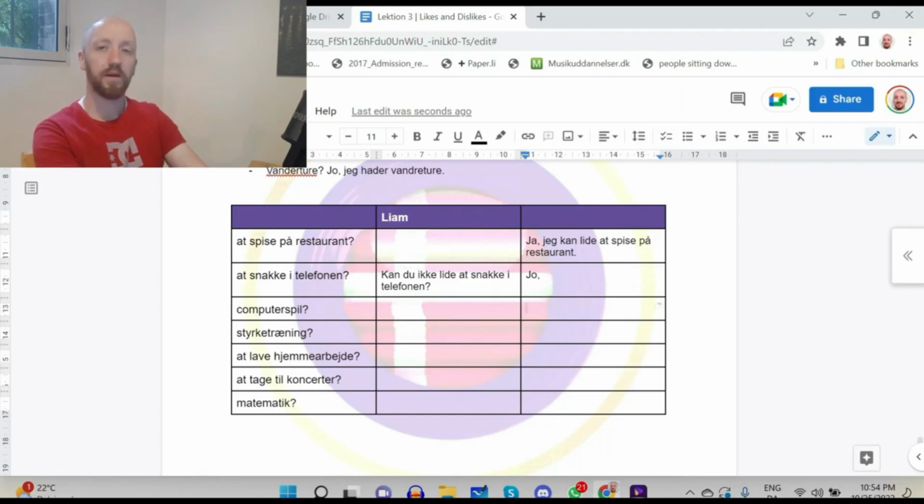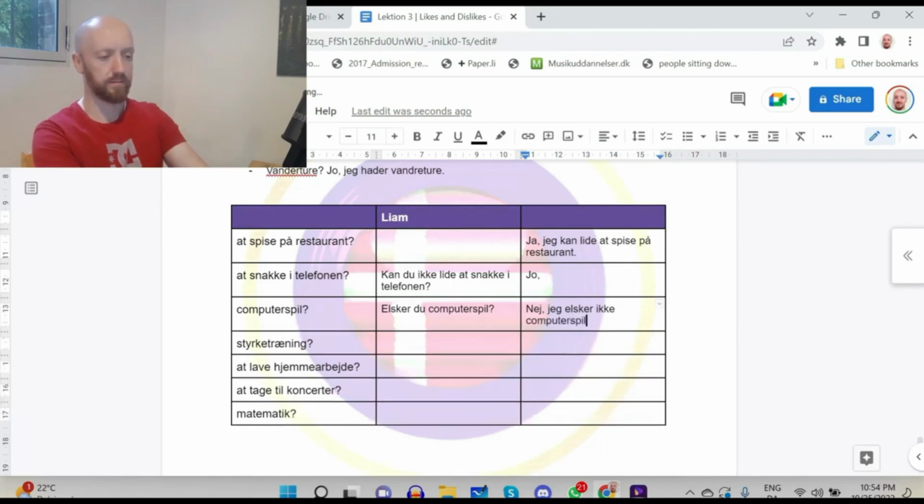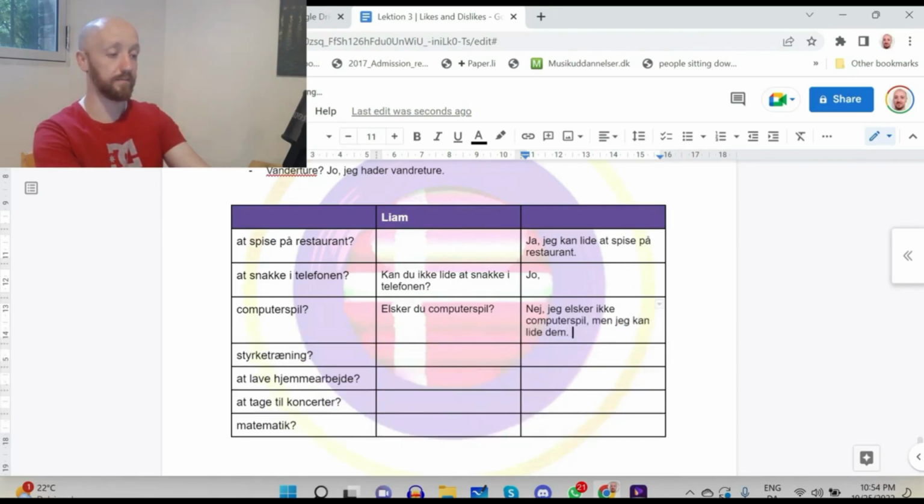Sådan. Computerspil. Elsker du computerspil? My personal answer would be, nej, jeg elsker ikke computerspil. Men jeg kan lide dem. I'm not a huge gamer. I like games. I think they're fun. But I'm not like a gamer, so I don't love them.